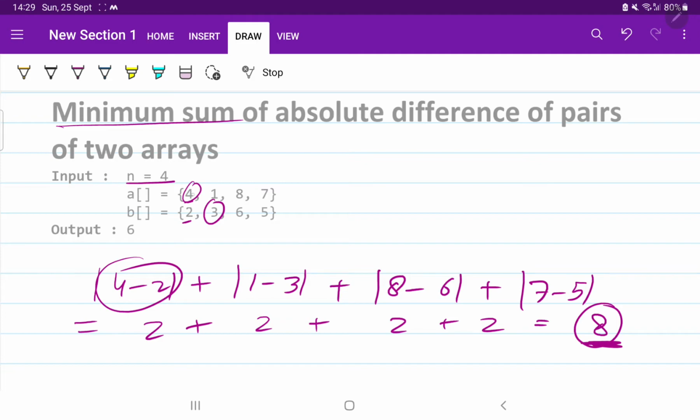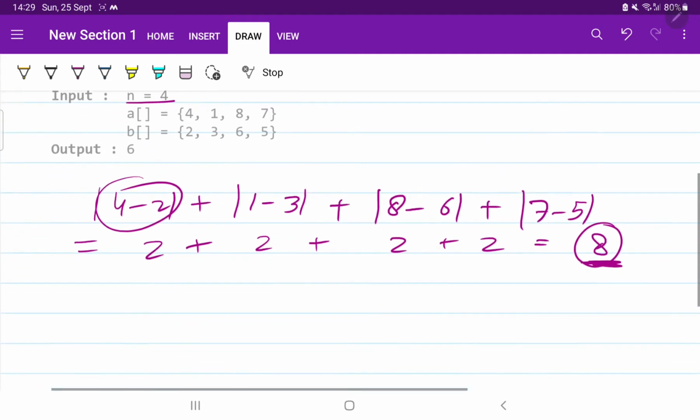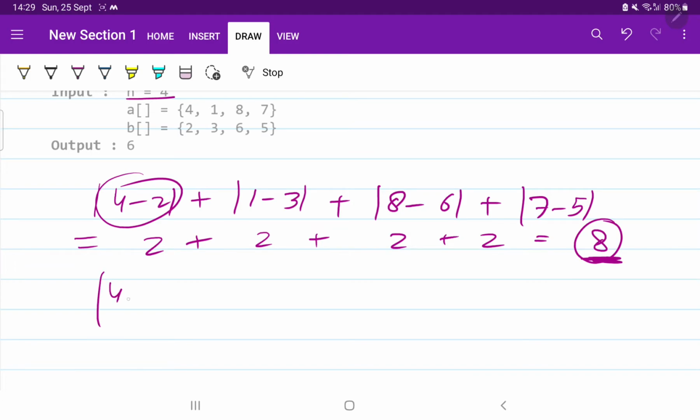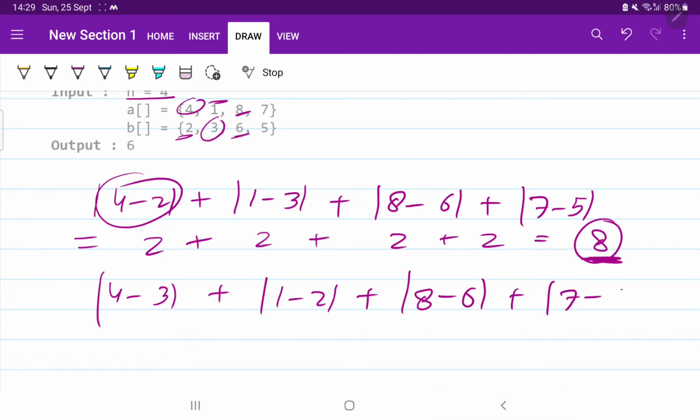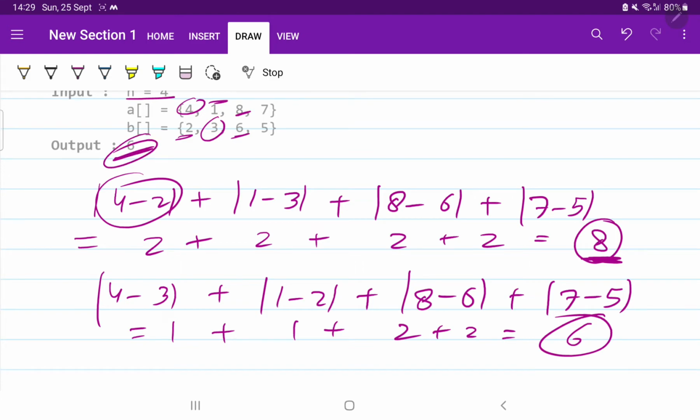You can make any pair; it is not required that you make a pair of 4 and 2. You can make a pair of 4 and 3 also. Let us try. Let us make a pair of 4 and 3, a pair of 1 and 2, a pair of 8 and 6, and a pair of 7 and 5. So here you are going to get 1 plus 1 plus 2 plus 2, so 2, 4, 6. In this case we got output as 6, and this is the minimum output.